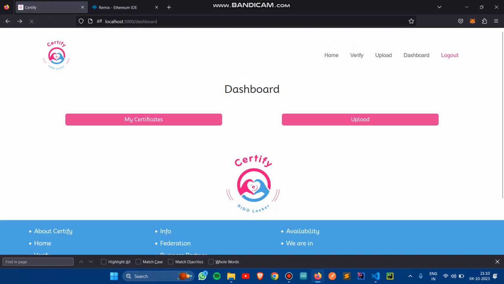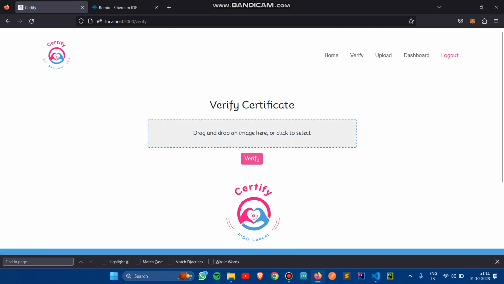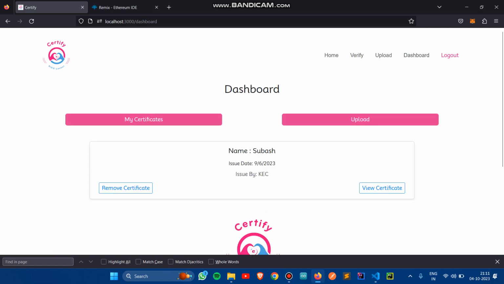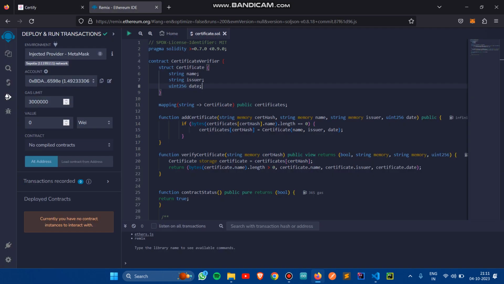Once they have successfully verified their certificate and it's a legitimate one, it will be stored in their account, like in their local environment, for future use. But in reality, if hundreds of people are applying for a job call, instead of verifying the certificates one by one, they can just call our endpoint to verify the certificates' legitimacy. Okay.